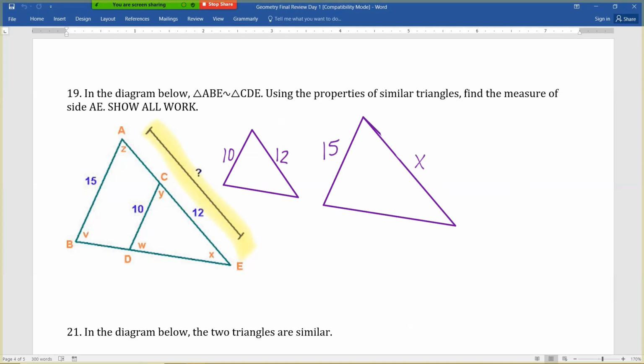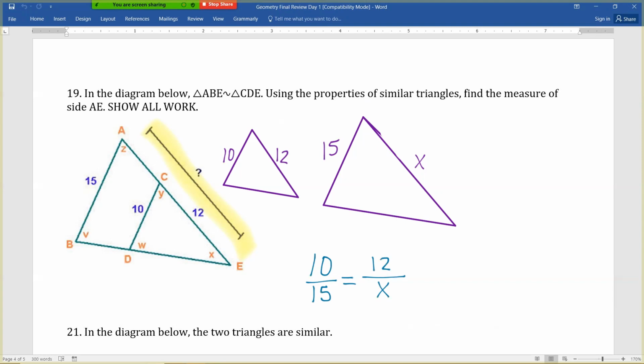Keeping in mind, we always want to be consistent. So if I make my first fraction, I'm going to start with the left side of the little triangle, 10, divided by the left side of the big triangle, 15. And then I'm going to move to a different side, but I have to remain consistent. I started with the little triangle on top, so I'm going to do the right side of the little triangle, 12, over the right side of the big triangle, x. So I've made my proportion: 10 over 15 equals 12 over x.